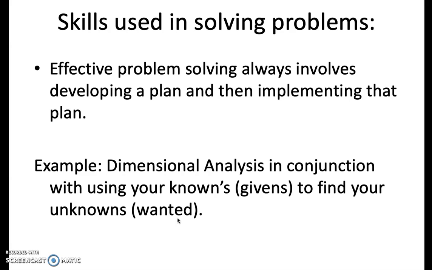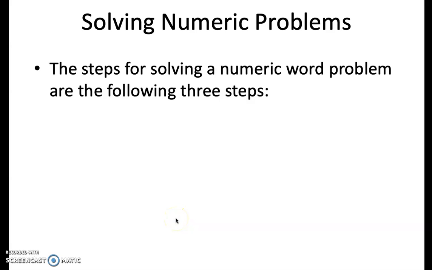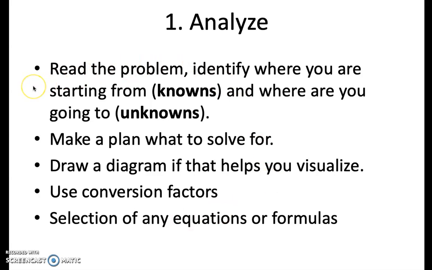So always be conscious about the problems that you're working with. You really have to slow down and look at the information that you have in your hand or in the problem. Okay, the steps for solving a numeric word problem are the following three steps. The first step is analyze. What you want to do is read the problem, identify where you are starting from, the knowns, and where you are going, the unknowns. Then you want to make a plan of what to solve for.